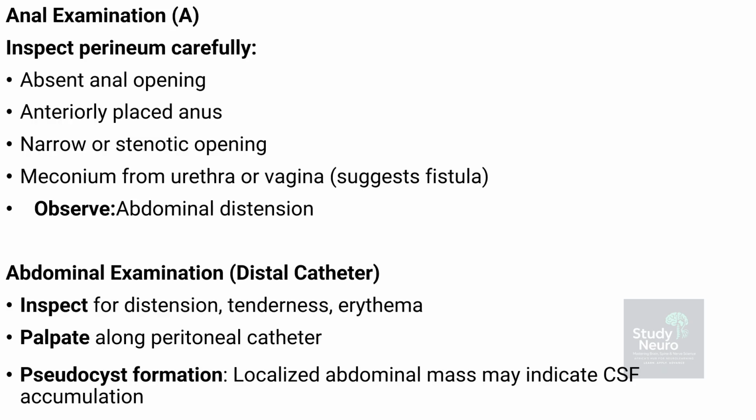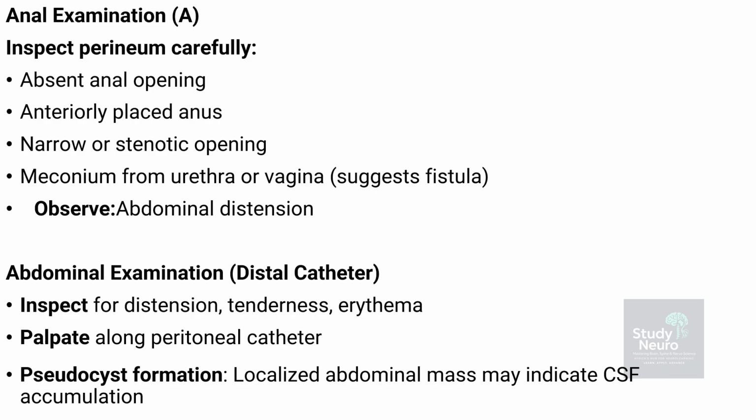The anal examination forms an important part of the systemic assessment in children with congenital or syndromic hydrocephalus, particularly because anorectal malformations may coexist and influence overall management. Begin with a careful inspection of the perineum. Assess for an absent anal opening, an anteriorly placed anus, or a narrow or stenotic anal opening, all of which suggest underlying anorectal anomalies.